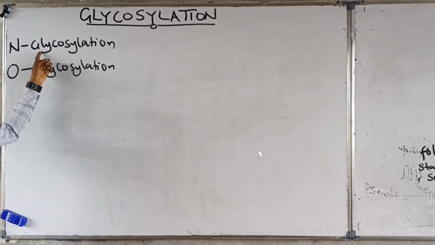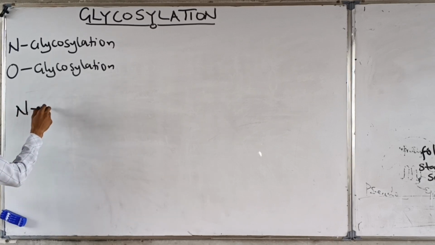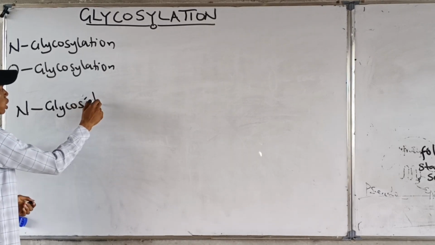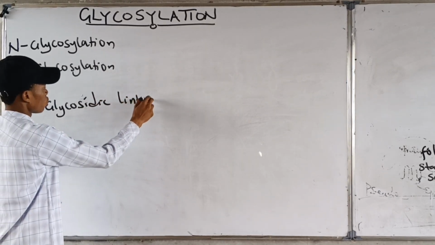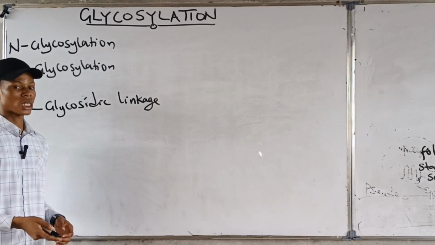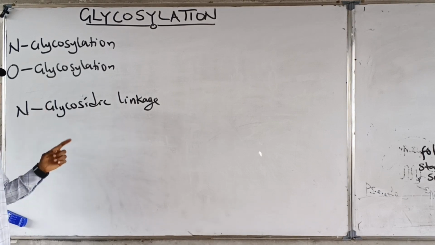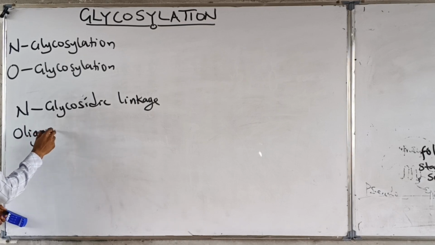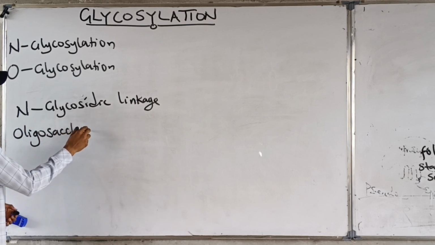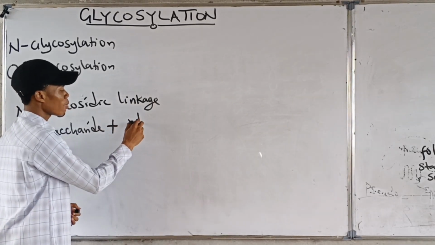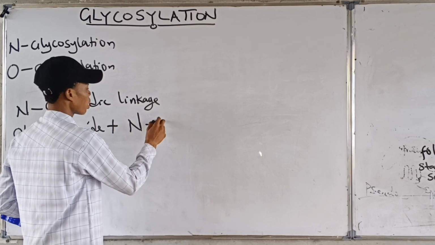So this N-glycosylation is actually from the N-glycosidic linkage. So here we have our N-glycosidic linkage. And please take note, it is important to note that the N-glycosidic linkage is formed between an oligosaccharide and the nitrogen, the amide nitrogen of asparagine.